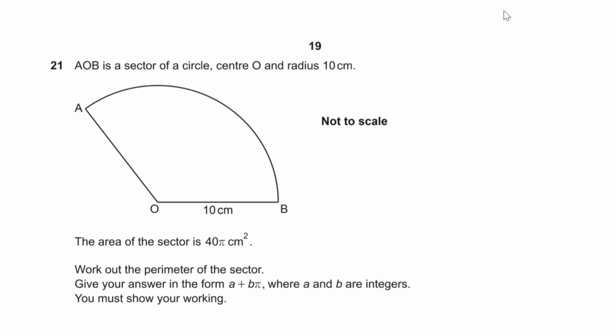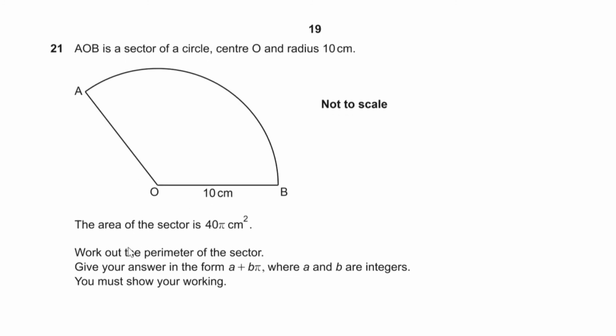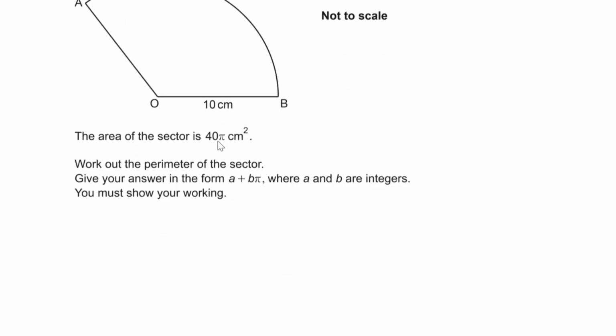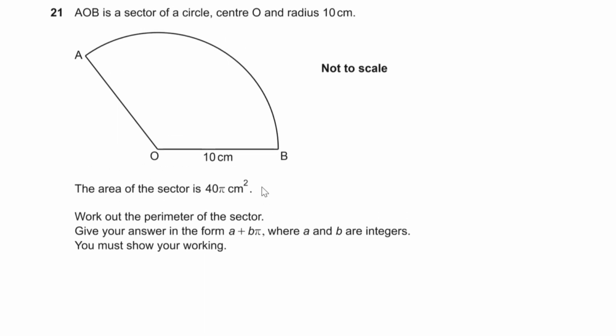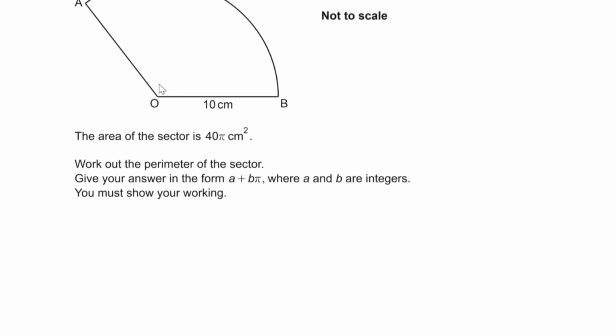Question number 21. AOB is a sector of a circle with centre O and radius 10. The area of the sector is 40 pi centimetres squared. We have to work out the perimeter of the sector in the form a plus b pi, where a and b are integers, and we must show our working. Well, the first thing we need is our angle. We will call our required angle theta.